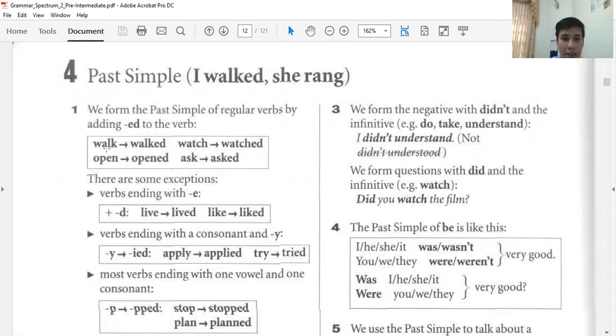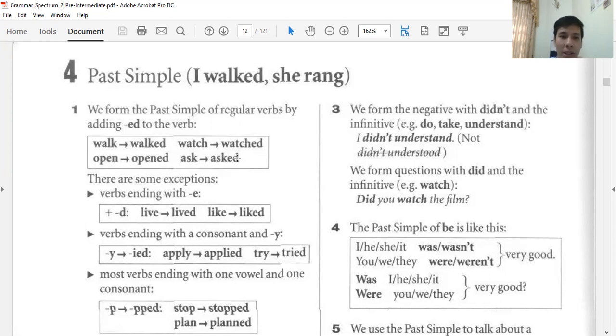For example, like walk. In past simple we have regular verbs and irregular verbs. This one is focusing on the regular verb, that means the verb that we don't change, we just add ed on that verb. For example, like walk, we change to walked, we add ed. Watch and watched, we add ed. And open, we just add ed too. And ask, we add ed, become asked, for example, like this.